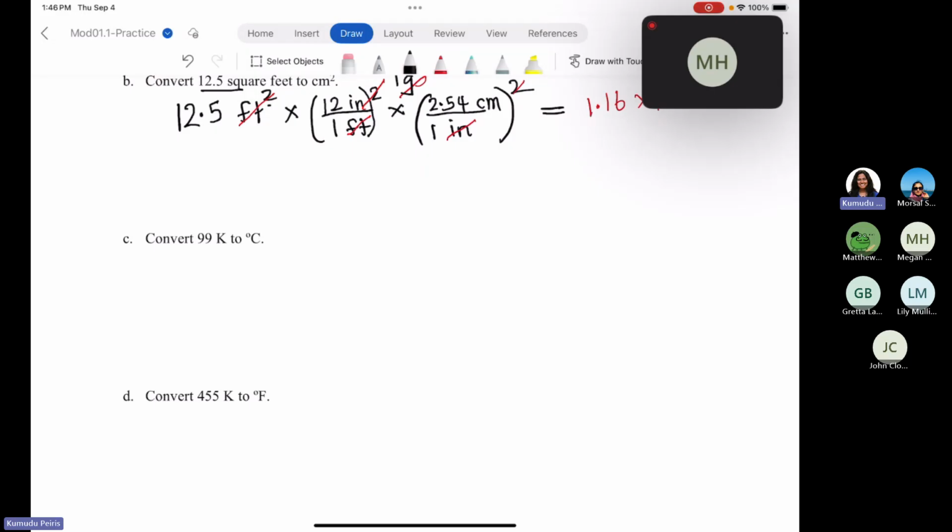Okay, if you don't have any questions, I'll go to the next conversion. Here we'll do conversions between Kelvin and degrees Celsius. What is the conversion factor? Yes, Kelvin temperature equals the temperature given in degrees Celsius plus 273.15.